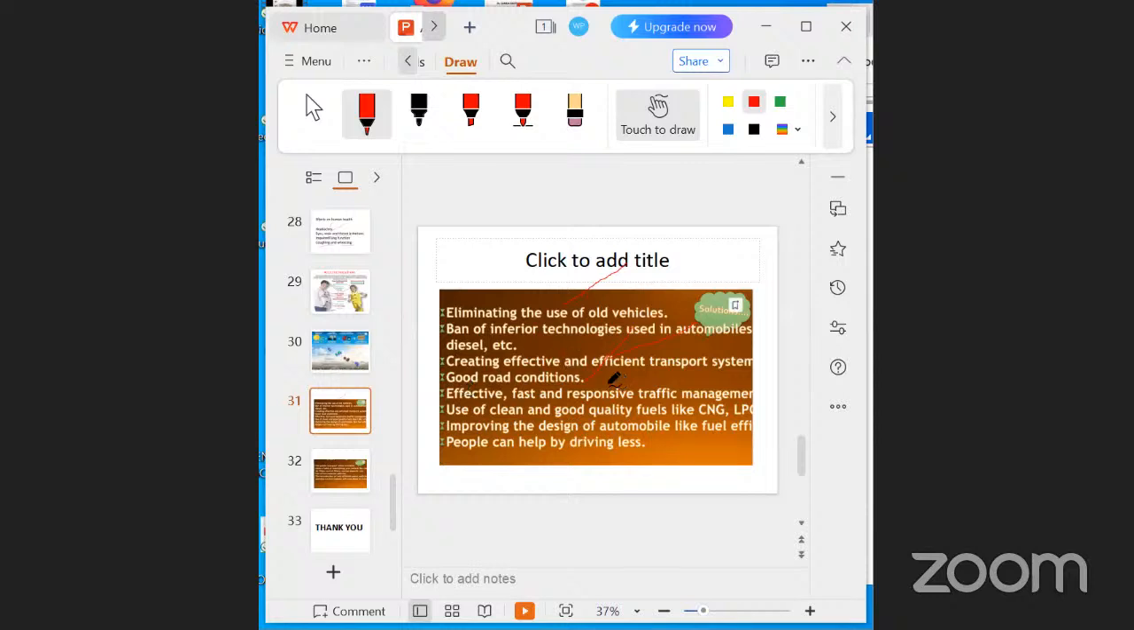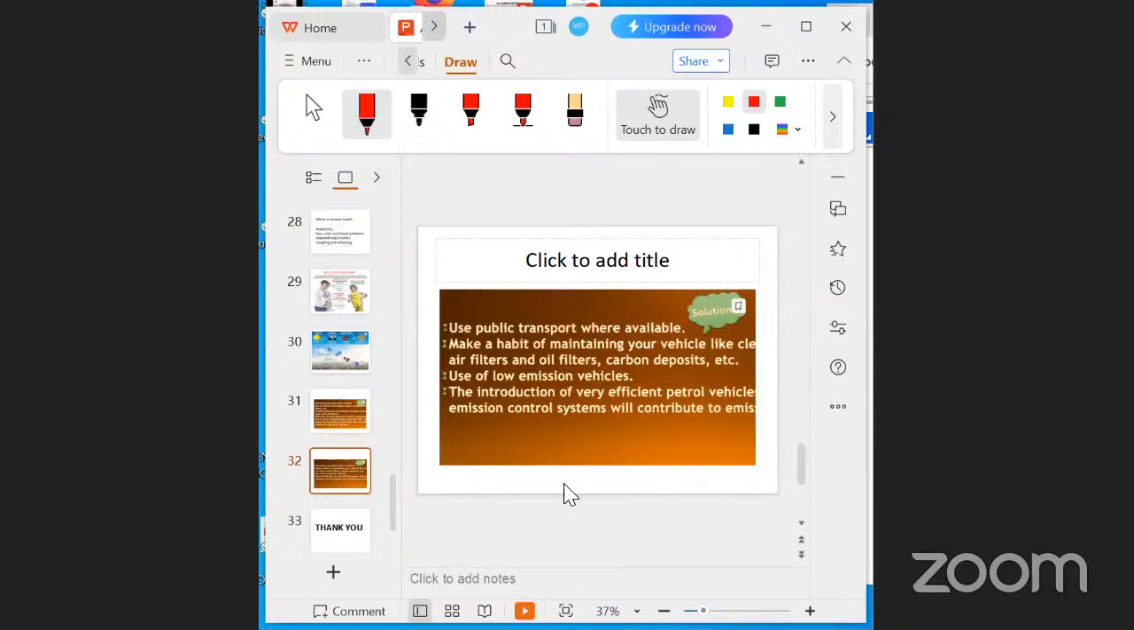Mainly in the rainy season, right? And effective, fast and responsive traffic management, and also use of clean and good quality fuels like CNG, LPG, and improving the design of automobiles, like fuel efficiency. And you people can help by driving less, and also use the public transport vehicles available, and make a habit of maintaining your vehicle, like clean air filters and oil filters and carbon deposits, etc.